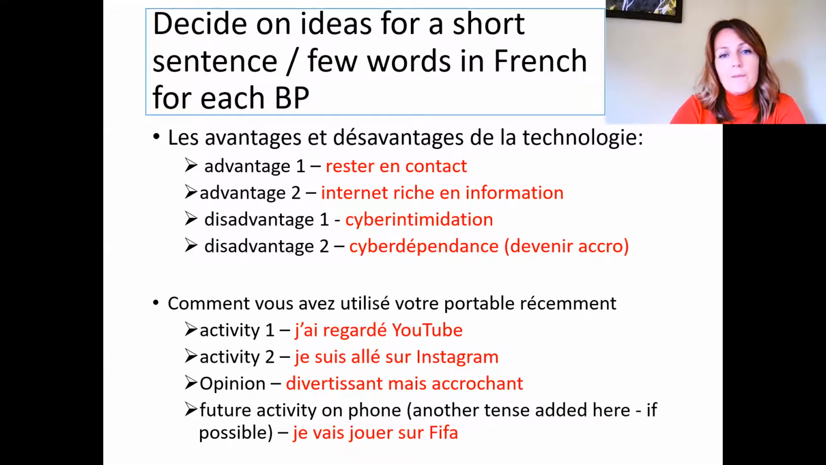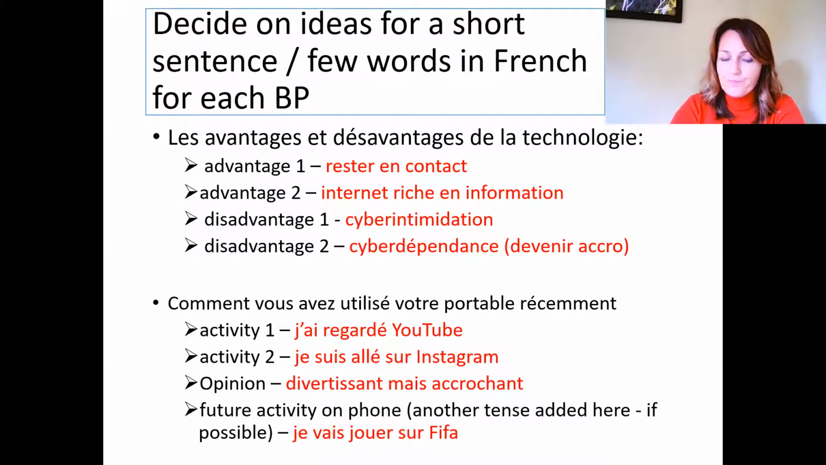I'm remembering that it's the perfect tense I need. So I've got j'ai regardé. I could have checked my jouer to make sure that that's definitely how I do my perfect tense. And then je suis allé sur Instagram. So we're remembering that je suis allé is a bit of a different one. Allé is irregular.